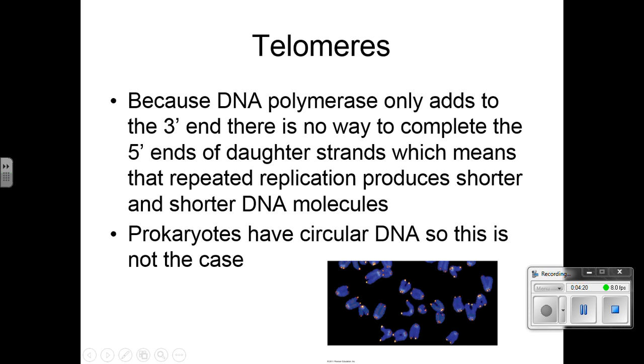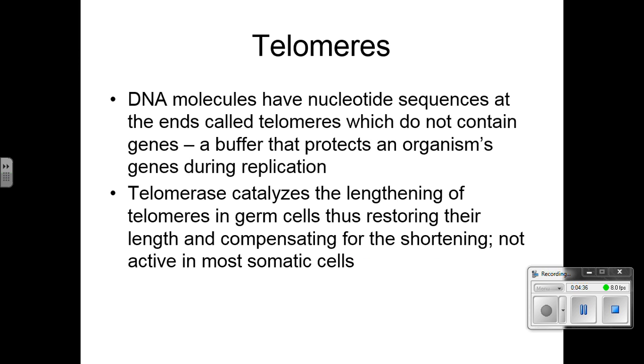Telomeres. Because DNA polymerase only adds to the 3' end, there is no way to complete the 5' ends of the daughter strands, which means that repeated replication produces shorter and shorter DNA molecules. Prokaryotes have circular DNA, so that's not the case. Eukaryotic DNA molecules have a nucleotide sequence at the end called telomeres, which do not contain genes.